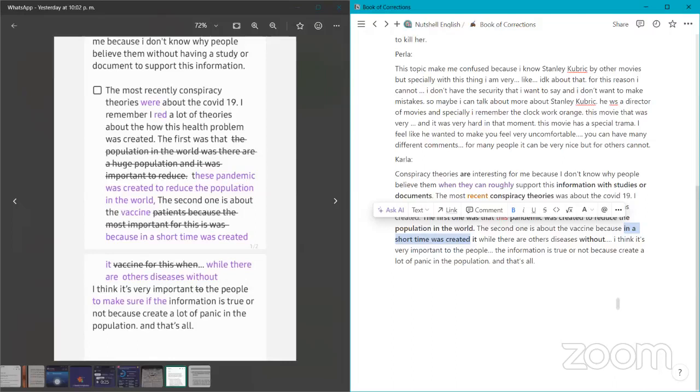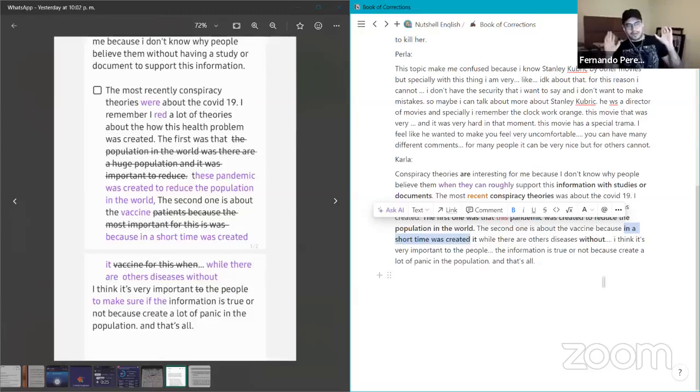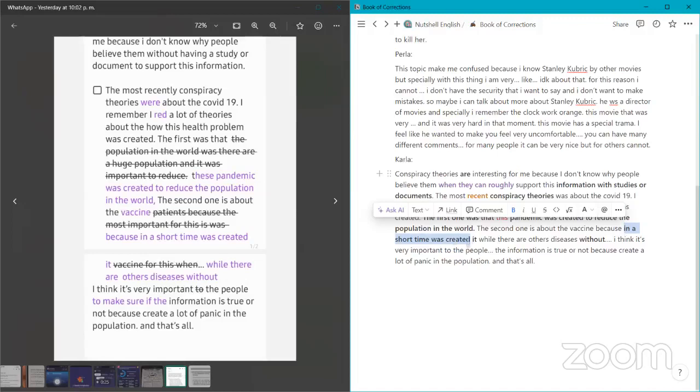Because in a short time it was created, while there are other diseases without... I don't know why, but the word that I need to complete is cure, sin cura. Okay, wait, what happened? We were okay, rephrasing this section. The second one is about the vaccine, because in a short time was created it.